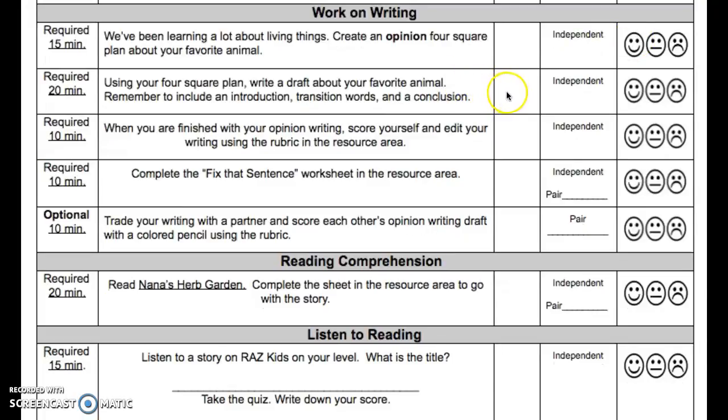For work on writing this week, required for 15 minutes, we've been learning a lot about living things. Create an opinion foursquare plan about your favorite animal. Independent, reflect when you're done.